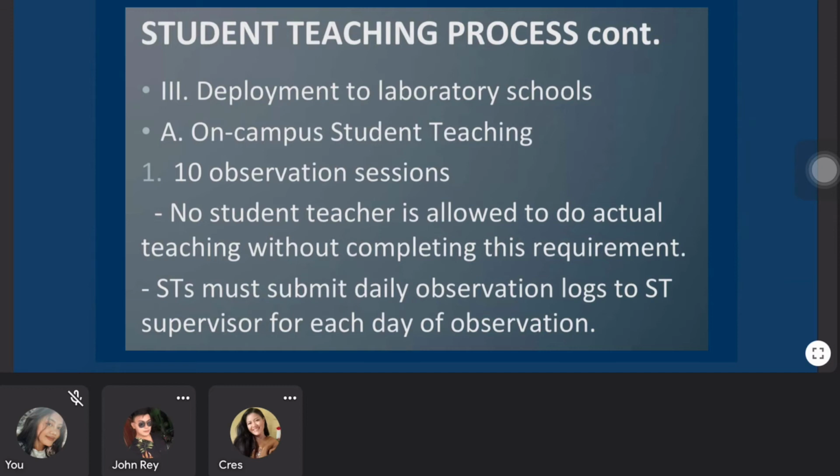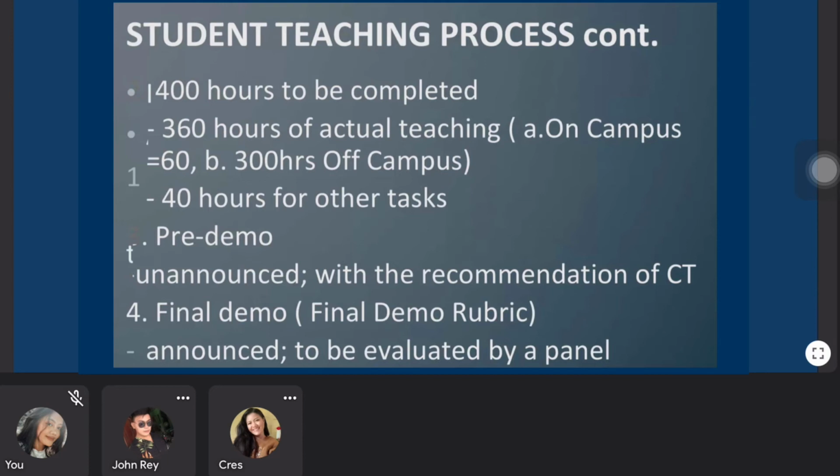First, letter A, on-campus student teaching. So this is 10 observation sessions. So no student teacher is allowed to do actual teaching without completing this requirement. So we are not allowed to do actual teaching without completing 10 observation sessions. STs must submit daily observation logs to ST supervisor for each day of observation. So we have to submit daily observation logs sa atong mga supervisor kung asa ta na belong.